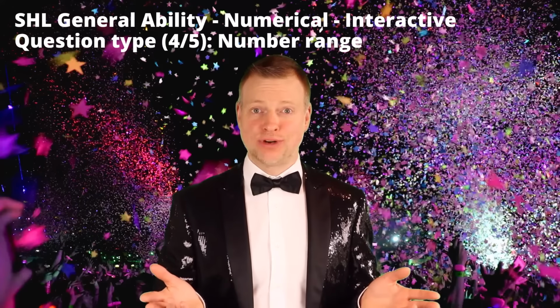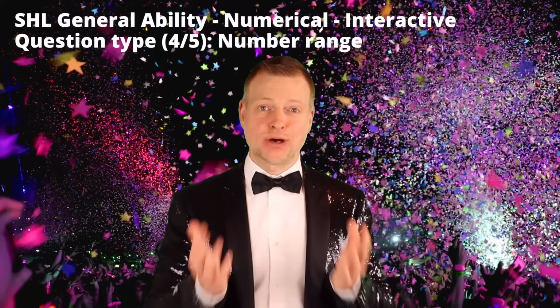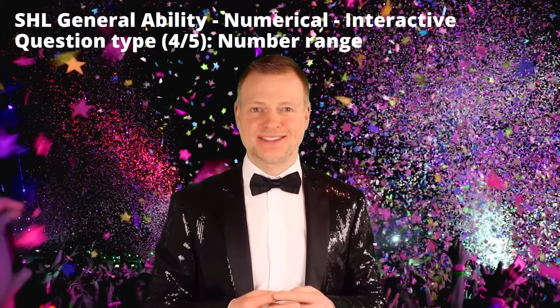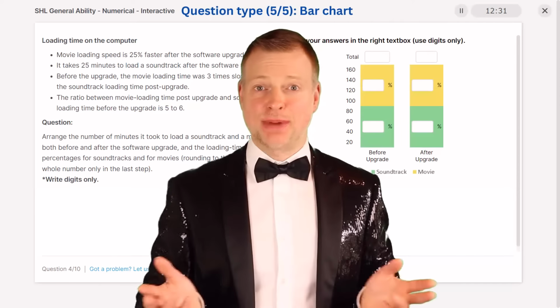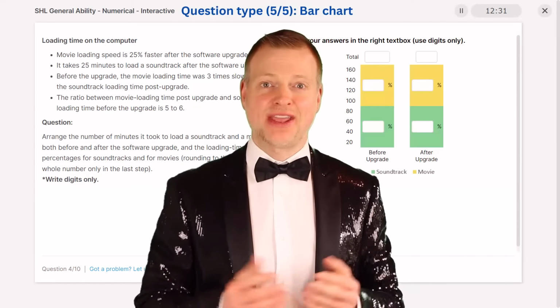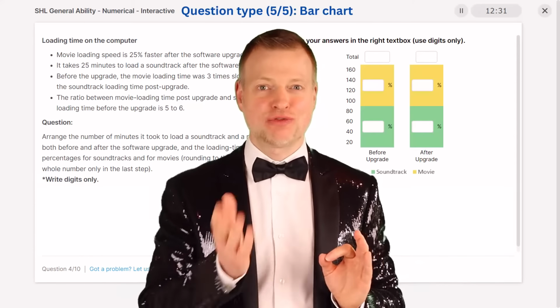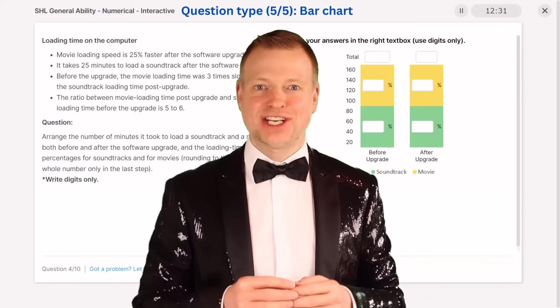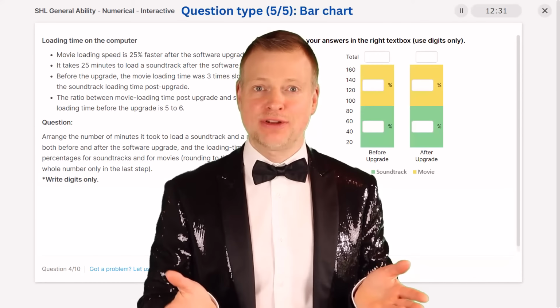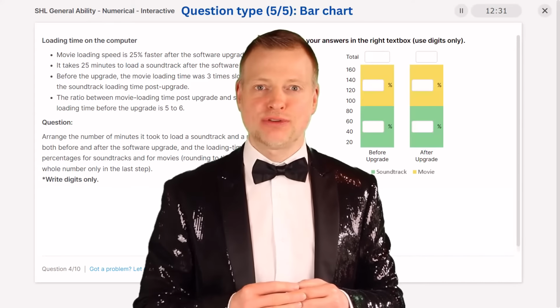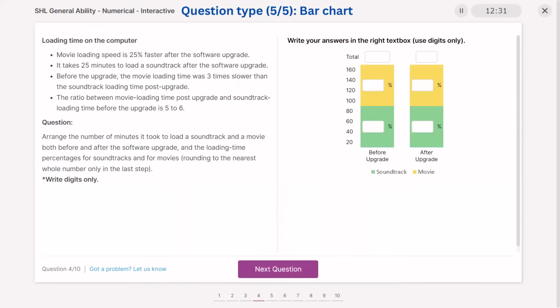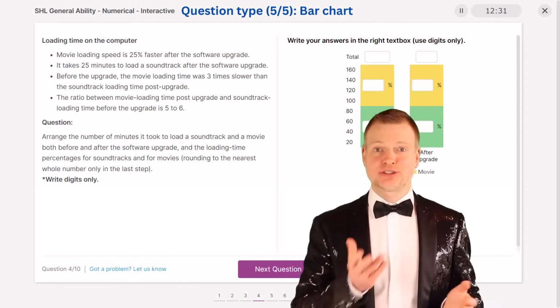Let's move on to the question type that I find most challenging in the numerical reasoning test. Bar chart. The bar chart questions regularly are the ugliest within the numerical reasoning test parts. In a moment you will find out why. I suggest you have a go at this question yourself, read the instructions and pause the video now. I shall present the solution.